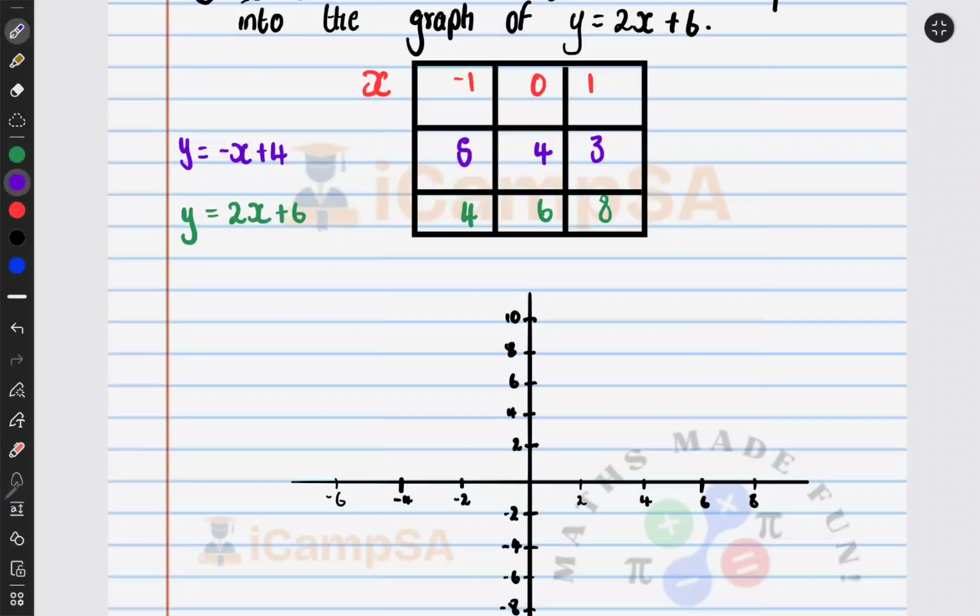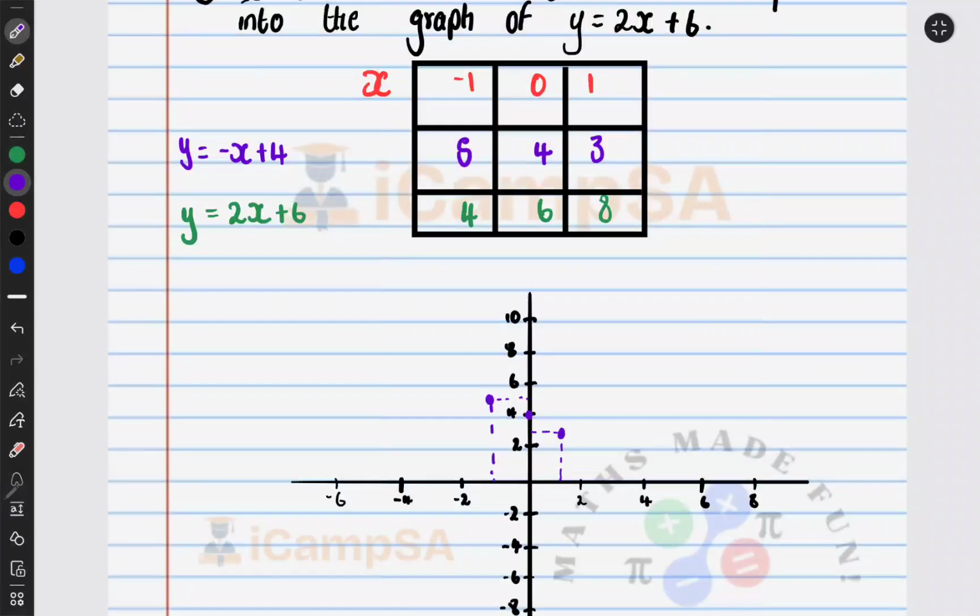So where x is equal to -1, so halfway between 0 and -2, y is equal to 5. So y will be halfway there. So that is our first point. And then where x is equal to 0, y is equal to 4. So it's gonna be here. And then where x is equal to 1, halfway there, then y is equal to 3. It's gonna be here. So we have those points.